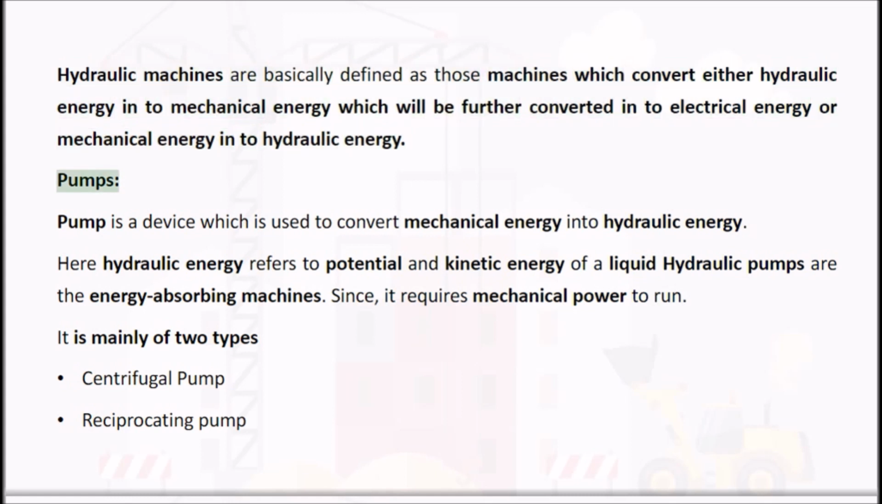Pumps. A pump is a device which is used to convert mechanical energy into hydraulic energy. Here hydraulic energy refers to potential and kinetic energy of a liquid. Hydraulic pumps are energy-absorbing machines, since they require mechanical power to run. They are mainly of two types: centrifugal pump and reciprocating pump.